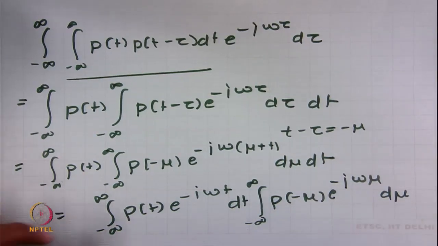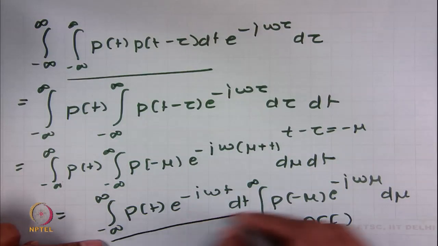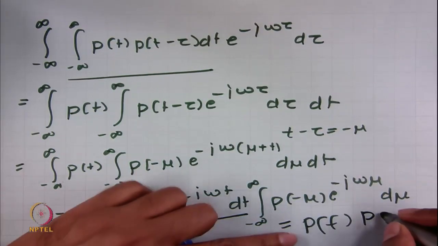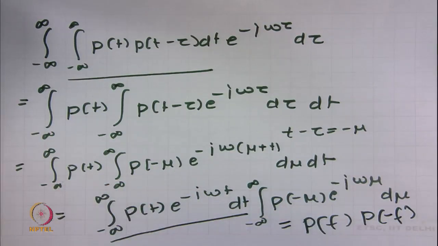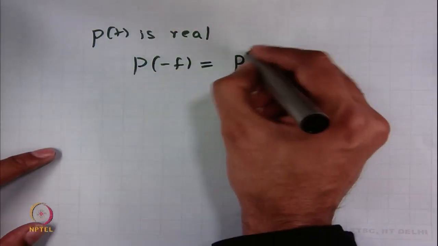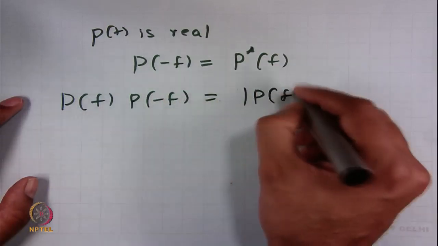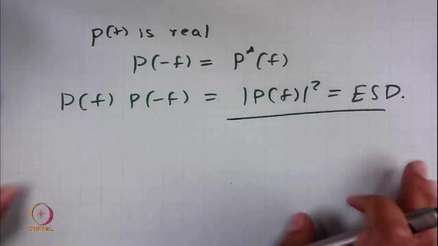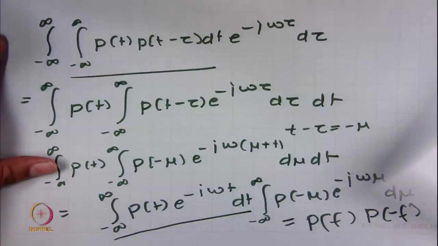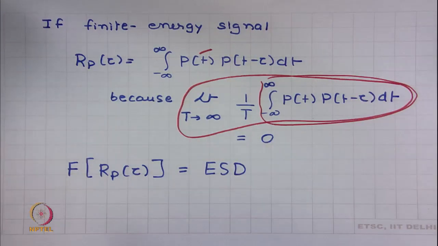Okay. And you know what this is? Let me write here. This quantity is nothing but P(f), the Fourier transform of p(t), and this is P of minus f. And you know that if p(t) is real, then P of minus f is nothing but P conjugate of f. So P(f) into P of minus f becomes mod P(f) squared, which is the energy spectral density. Okay. Hence, it is a simple proof that if I take the Fourier transform of this autocorrelation function, what we end up with is energy spectral density.